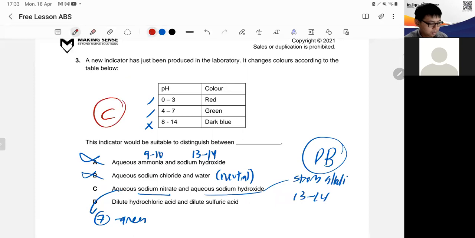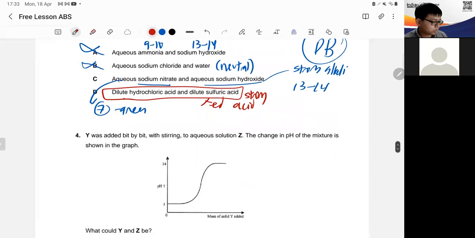Let's double check using the last one. Dilute acid. Both of them are strong acids. They are both red. I can't tell them apart because they are both strong acids. So confirm that the answer is C. Question 4.